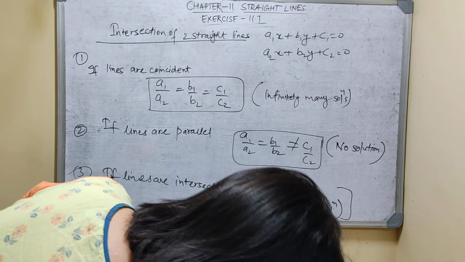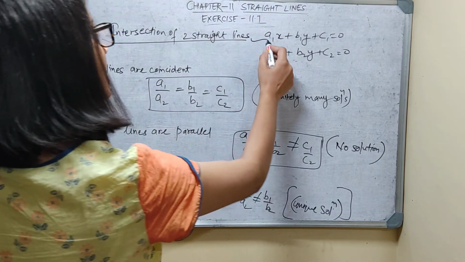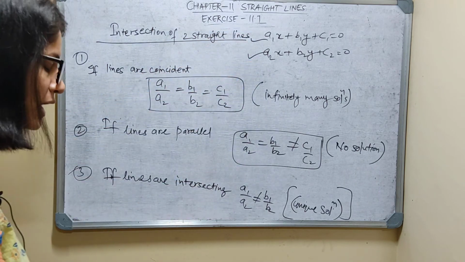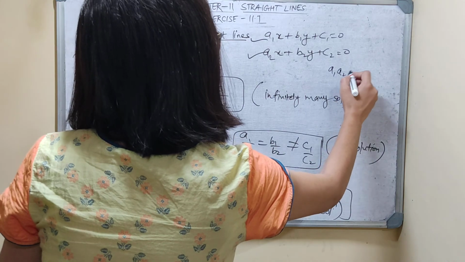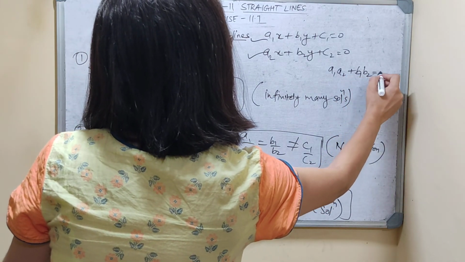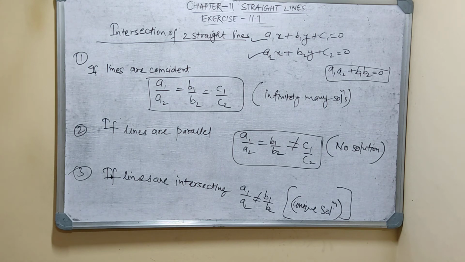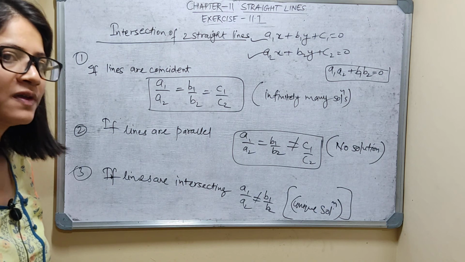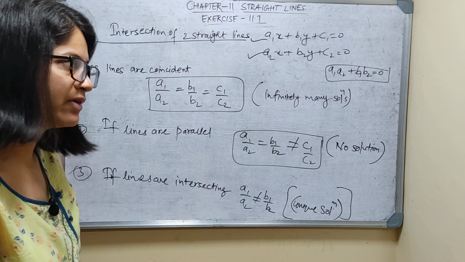Is it clear? And one more important point. If this line and this line are perpendicular, then in this case a1 a2 plus b1 b2 is equal to 0. If both lines are perpendicular, a1 a2 plus b1 b2 is equal to 0. These formulas we will use in exercise 11.7.